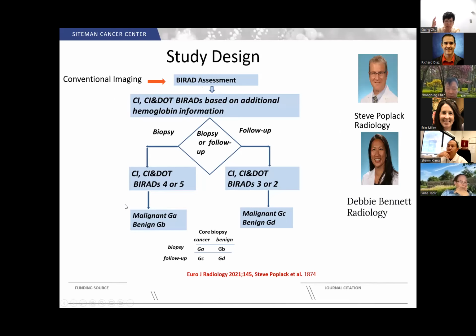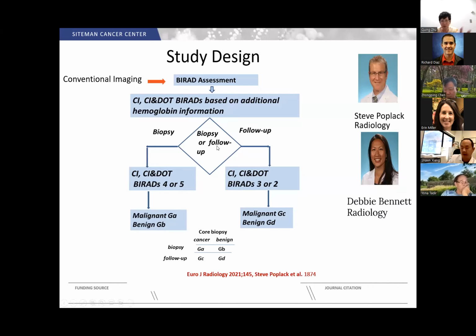So radiology basically will read the ultrasound and mammogram first to give a BI-RADS. BI-RADS 4 and 5: 5 is definitely cancer, 4 is suspicious, and then 3 is follow up, 2 nothing, 1 nothing.